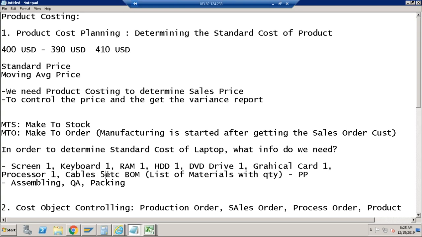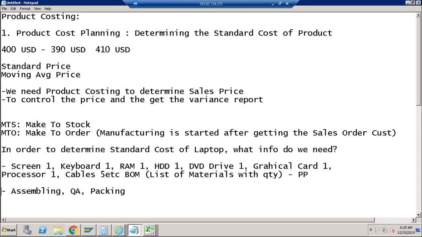So it is very important that the updated BOM is always available in the system. We will see how to create a BOM and how to create the raw materials. But as of now, just remember, in order to determine the standard cost of the laptop, we need the list of raw materials and we need the list of activities that we need to perform.